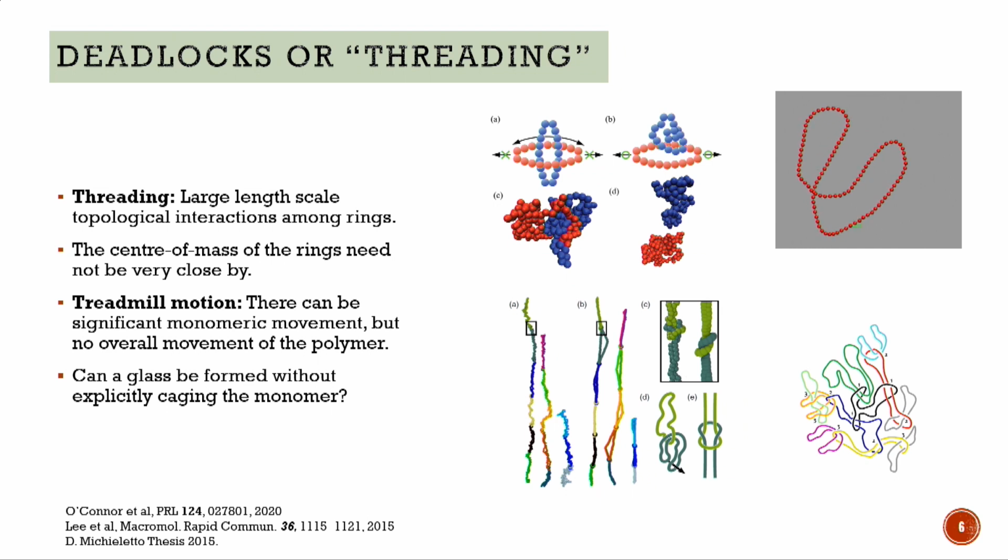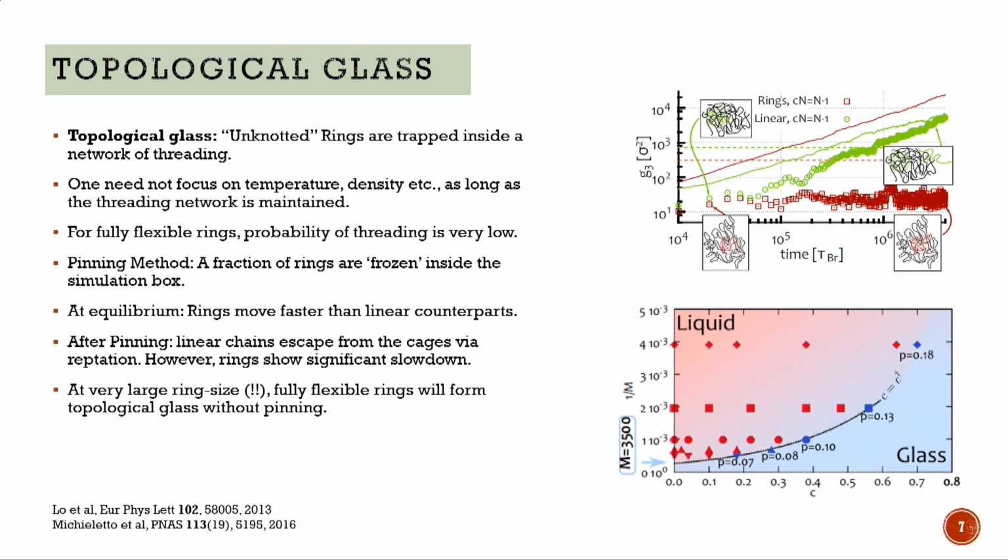So the question is, what kind of glass can one form without explicitly caging the monomer, as one does in traditional glass forming systems. So you basically create a network of these threaded or linked rings, and the question is whether this entire system would form a kinetically trapped state. This kind of system is called a topological glass, where you take unknotted rings and trap them inside a network of threading. In this case, we are not focusing on the temperature, density, and these kinds of parameters that people normally look for in traditional glasses. We are just wanting to make sure that the threading network is maintained.